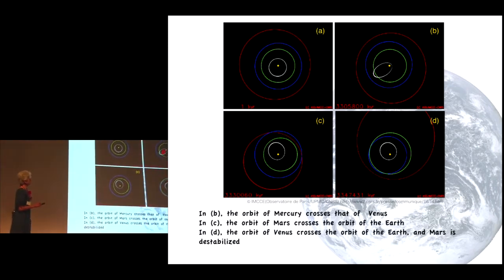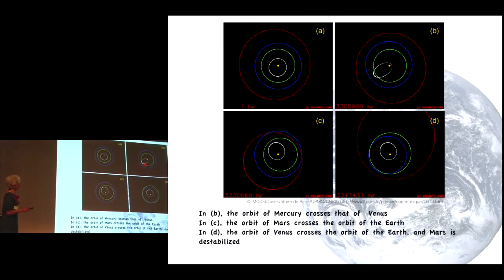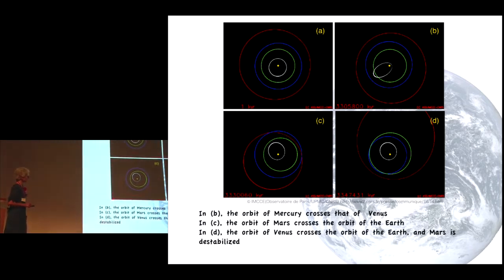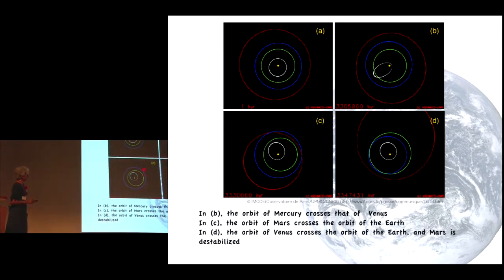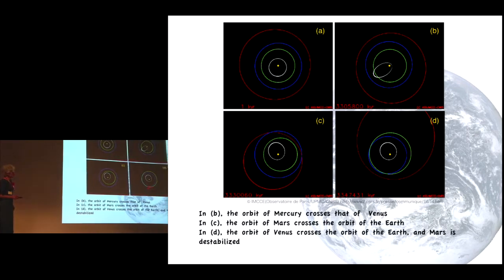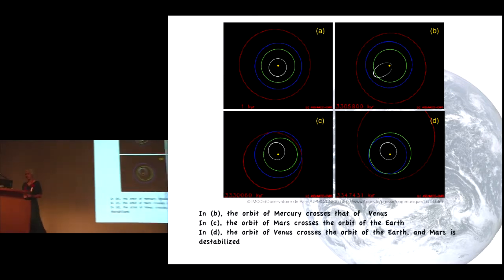So here, what do we see? We see that the orbit of Mercury is crossing that of Venus. This is another possible future, 3,030 million years. And here we have the orbit of the Earth crossing the orbit of Mars. Another possible future: the orbit of the Earth here is crossing that of Venus. And then you see that Mars, instead of being centered around the Sun, has been destabilized.